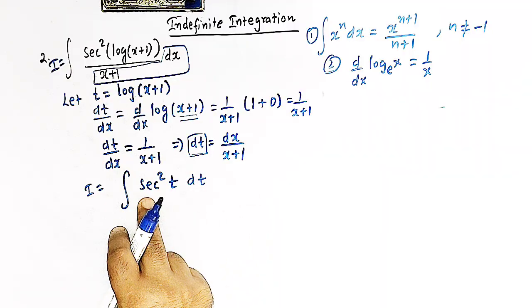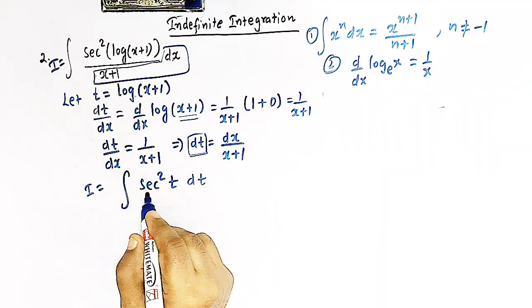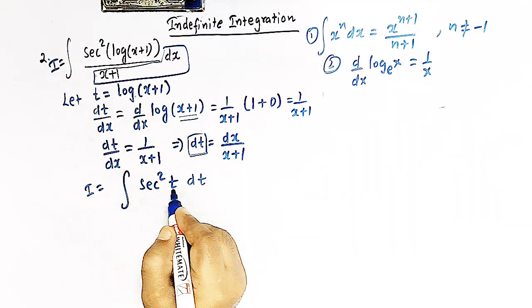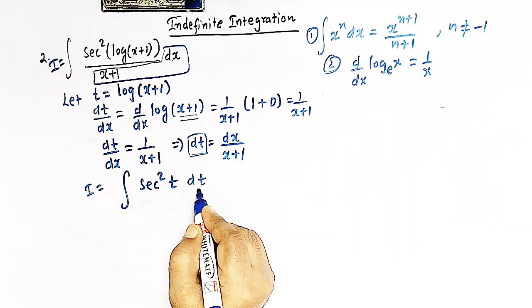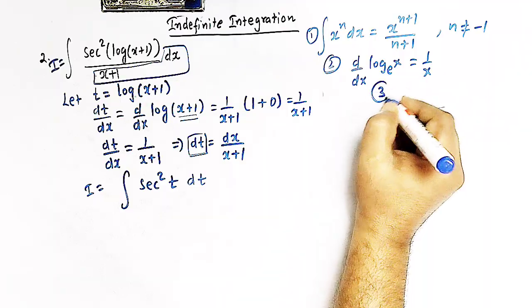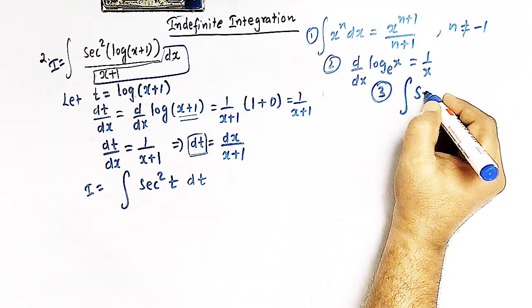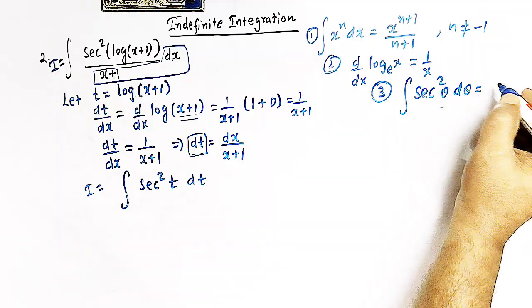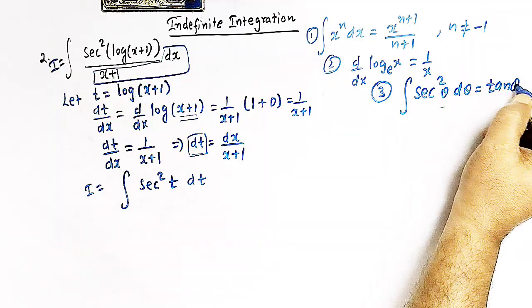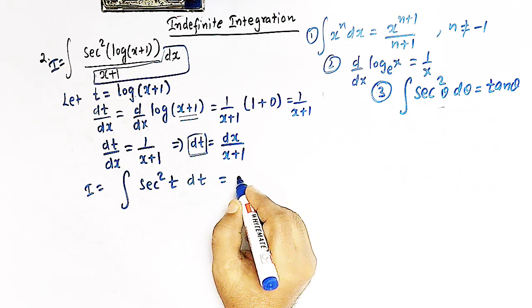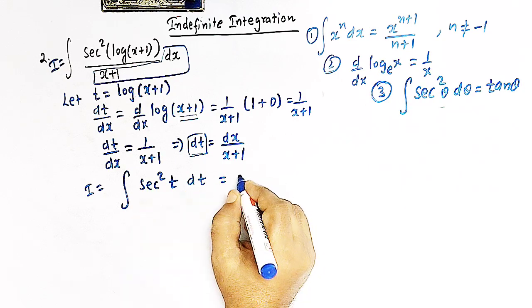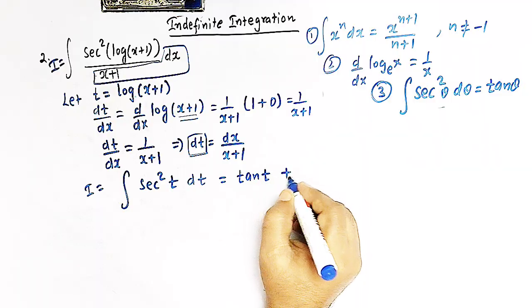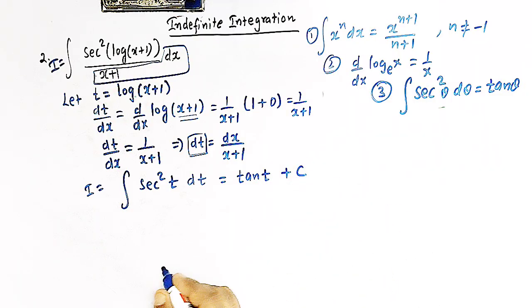So now we have to find out the value of this indefinite integral, that is the integral of secant square t dt. Now again, from the standard results, we know that the integral of secant square theta is equal to tangent theta. So here we have the integral, that is simply tangent of t, and c is the constant of integration.